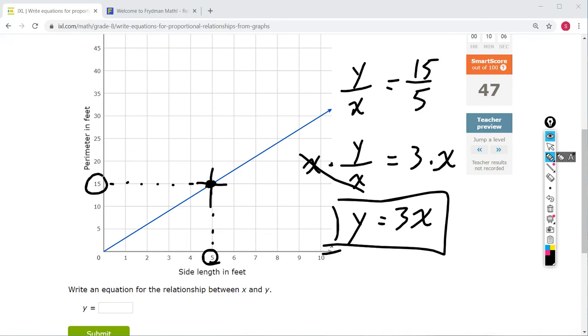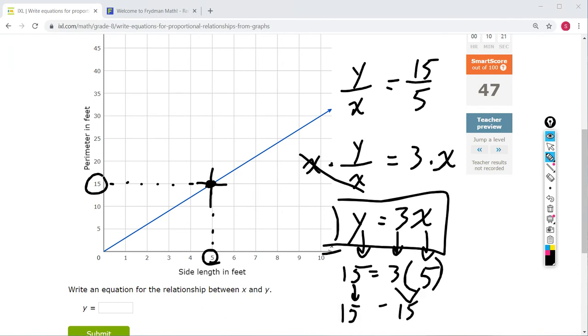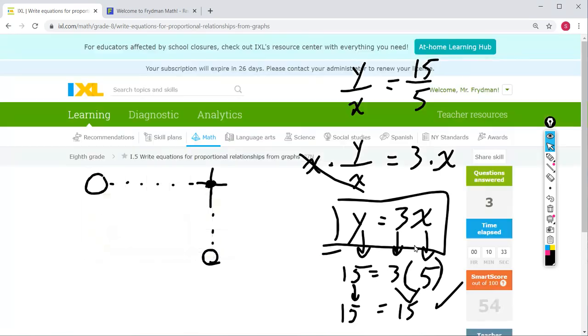And if you wanted to check that that works, you could plug in 15 for y, 5 for x, right? And 3 times 5 is 15. So we get 15 equals 15, so that works. So that's a good equation for this graph. What was it? 3x.